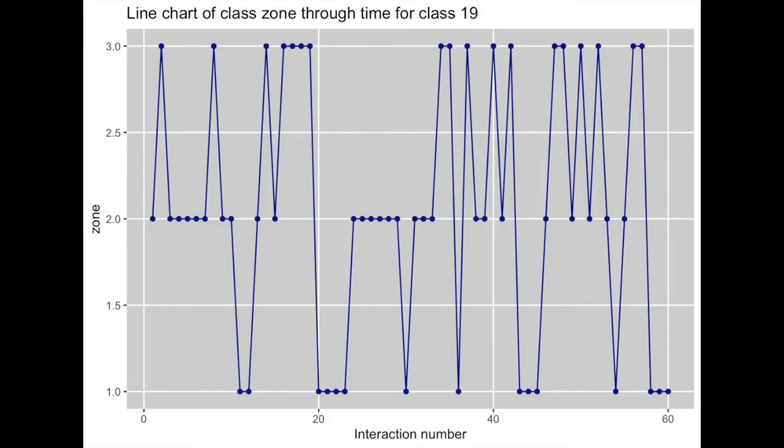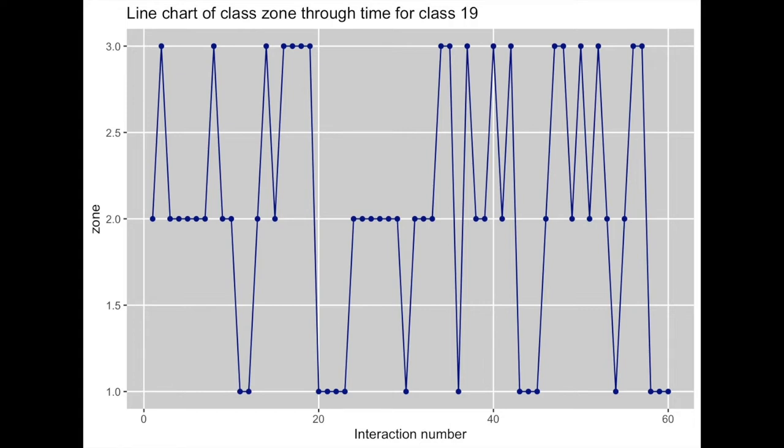Now, if we then go from the data of the entire data set to the individual lessons, I'll show you what it looks like for an individual lesson. This is lesson 19, and this was one of the very few lessons where there was a significant relation between being in a certain zone and staying in a certain zone. You can see from the sequences of dots in zone 2 that there was a tendency for interaction to stay in zone 2 if it's there.